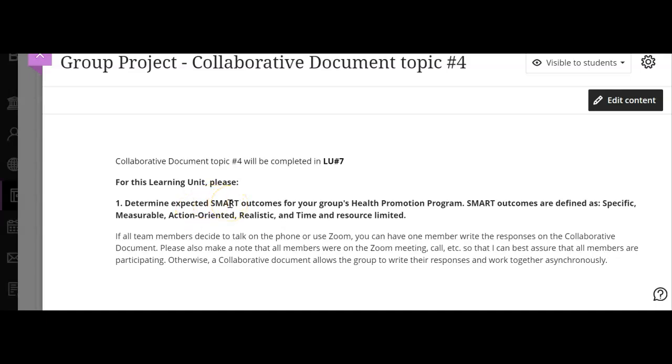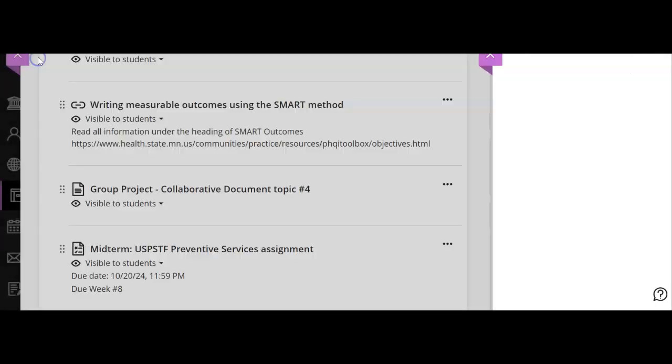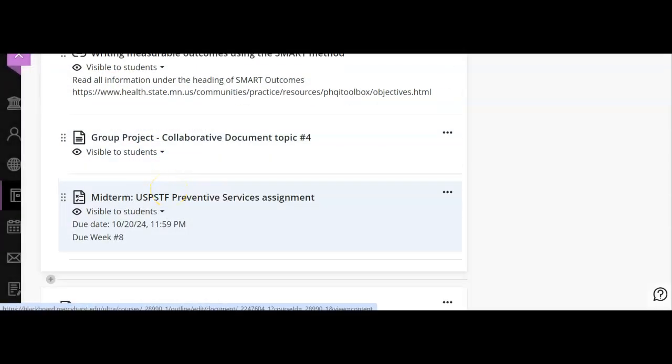Determine what you expected, or determine what your SMART outcomes for your group's program are going to be. And then what I want to tell you is this: originally, according to the syllabus, this midterm assignment was due this week. But please note that I have changed it. So you have your collaborative document, you have your discussion board, but you do not have the midterm until you come back from fall break. So it'll be due the end of learning unit number 8.